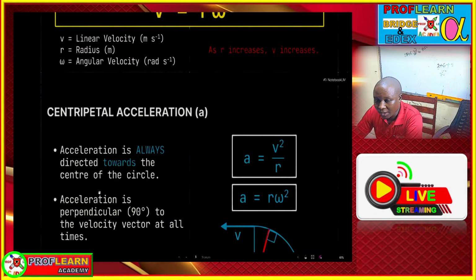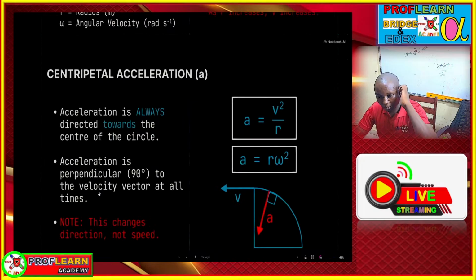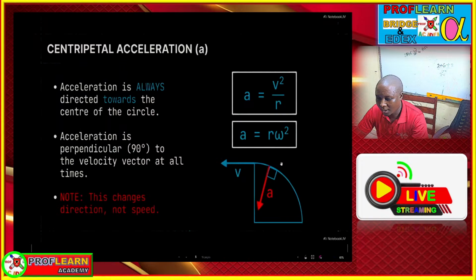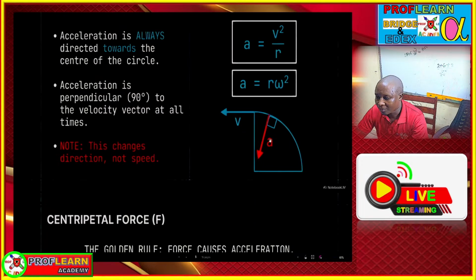The acceleration that keeps this object in a circular path is what we call centripetal acceleration. Then once we have centripetal acceleration, we can find the centripetal force. Centripetal acceleration is given by linear speed squared over the radius, or in terms of angular speed, it is r omega squared. You need to understand that this acceleration, or the centripetal force, which is always directed to the center, makes 90 degrees with the linear speed.